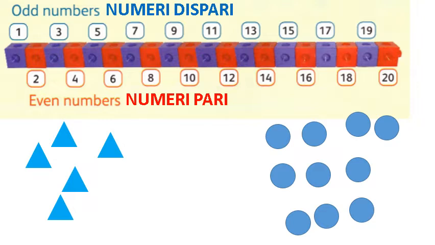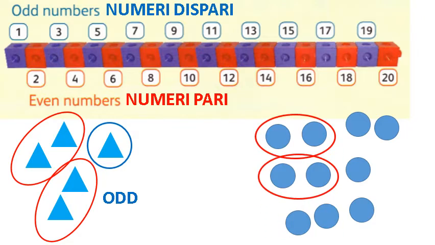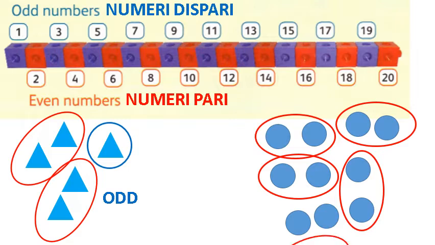Now for another example. Let's count the triangles. 2, 4. And we have 1 extra triangle. That means odd. Circles are 2, 4, 6, 8, 10. And so there are only 2s, which means it's even.